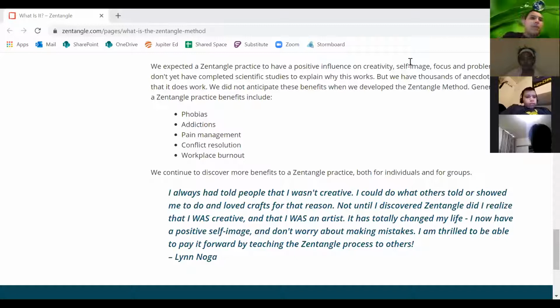Zentangle practice can benefit phobias, addictions, pain management, conflict resolution, and workplace burnout.